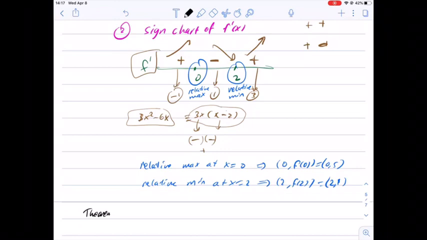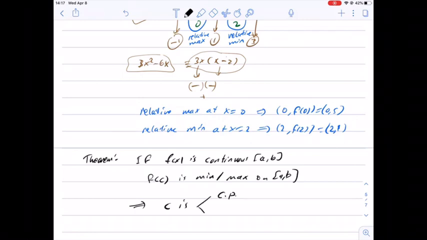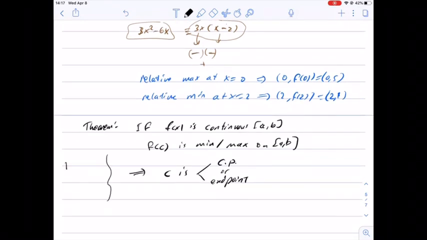Now we have another useful theorem or result that says if the function f of x is continuous on some interval a, b, and f of c is minimum or maximum on a, b, then c is a critical point or endpoint. So this theorem tells us where to find extreme values. We find them at the critical points. They are either critical points or endpoints of the interval.